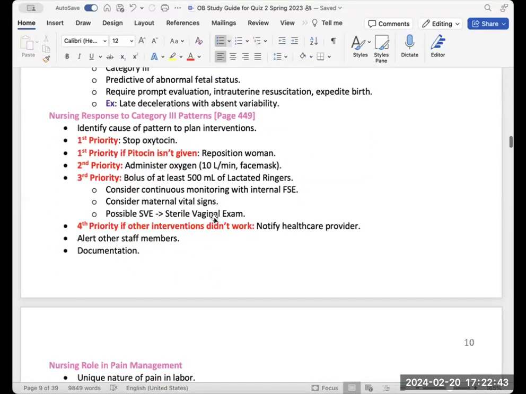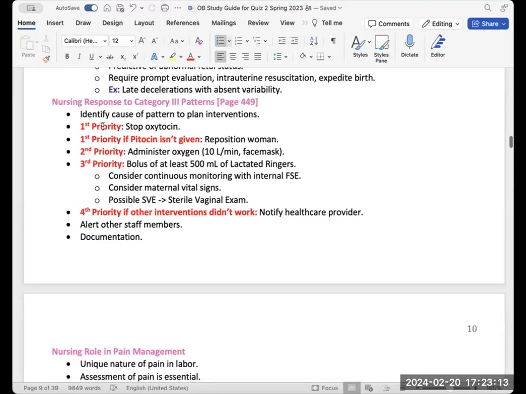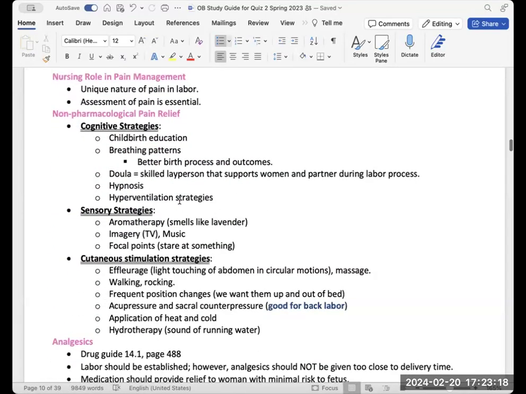So for category 3, late decelerations with absent variability, what do we do? Priority: stop oxytocin. If they're not on Pitocin, reposition the mom. Then our next priority is administering oxygen. Then we will do a bolus of at least 500 ml of lactated Ringer's, continue to monitor, get the vitals, maybe a sterile vaginal exam, depending on what's going on. But the last priority, if none of these are working, is to notify the provider. But like I said, if they're on Pitocin, stop it. If not on Pitocin, reposition the mom. Any questions about that?